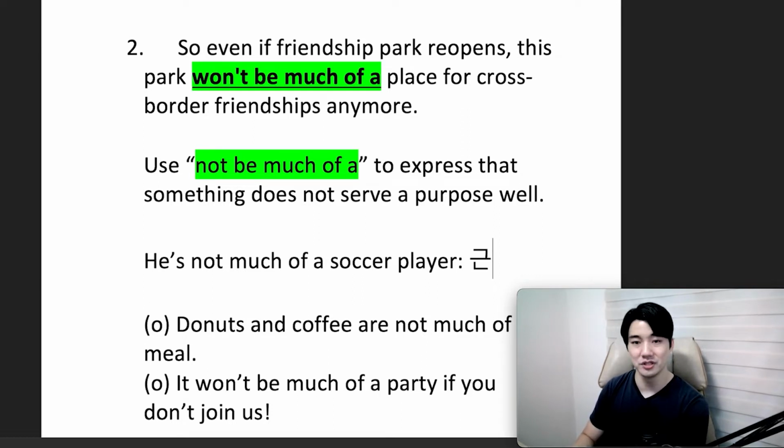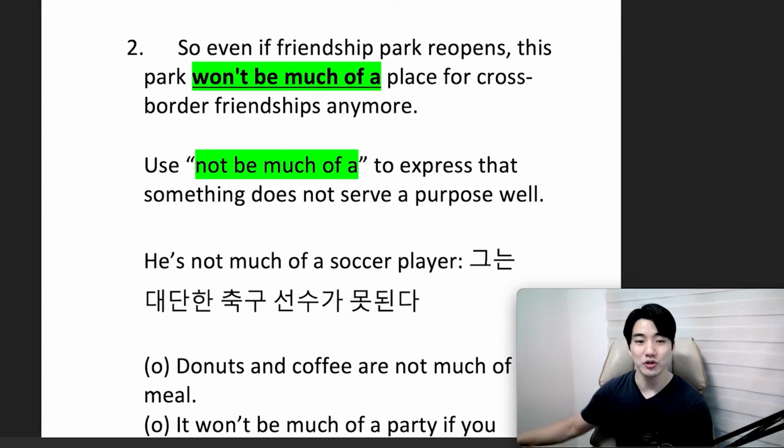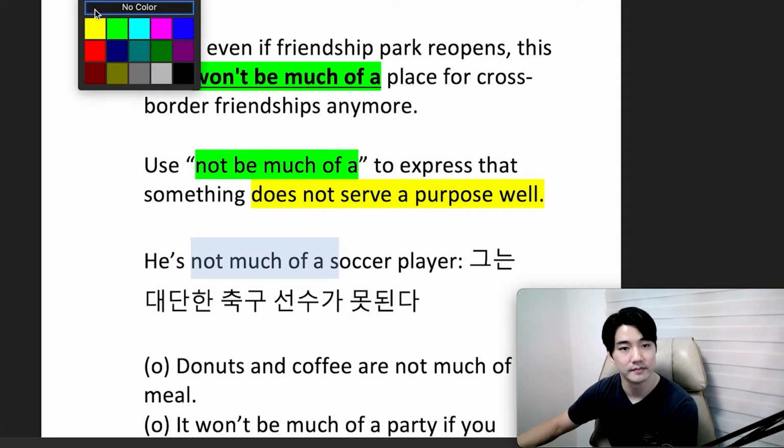그는 대단한 축구 선수가 못 된다. Not much of. He does not serve his purpose well. All right? Not much of a soccer player.